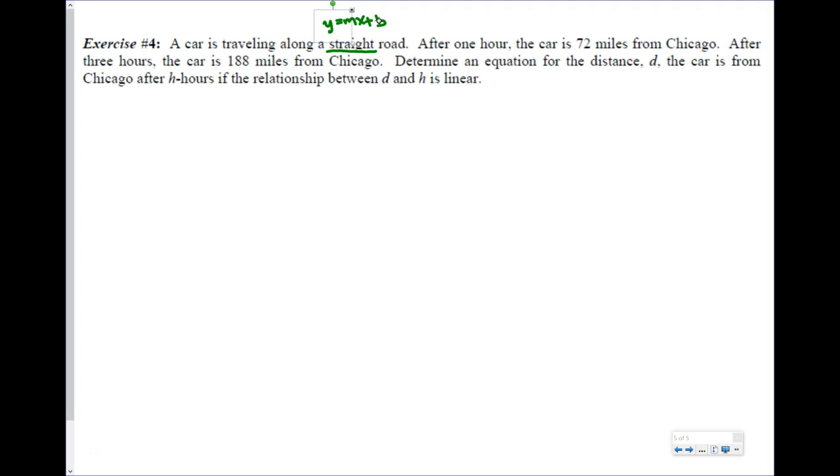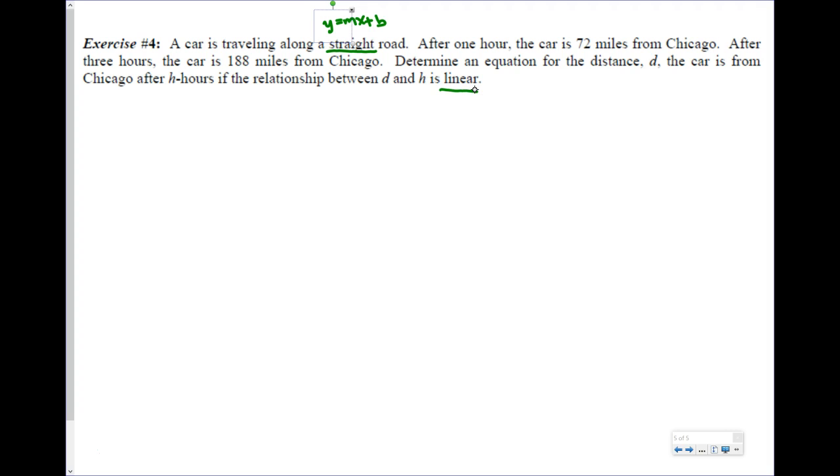After 1 hour, the car is 72 miles from Chicago. After 3 hours, the car is 188 miles from Chicago. Determine an equation for the distance d the car is from Chicago after h hours if the relationship is linear. There's that linear word again, so I know for sure I'm using a line.